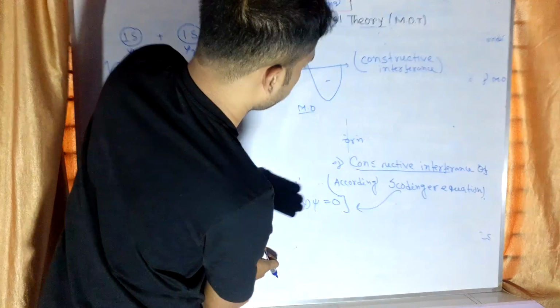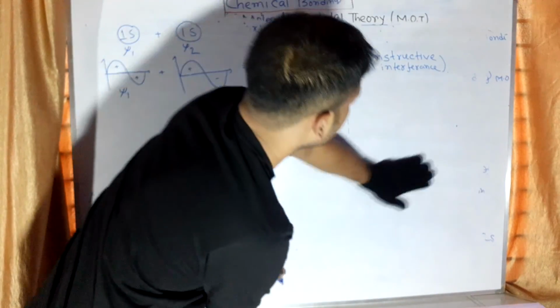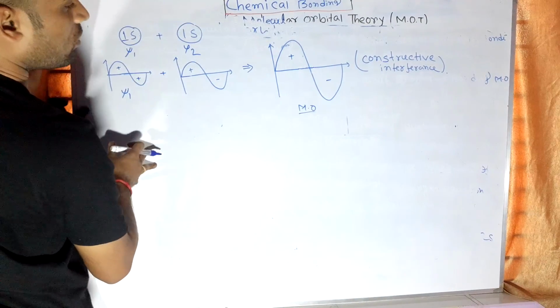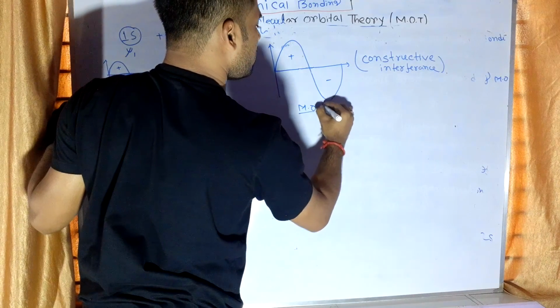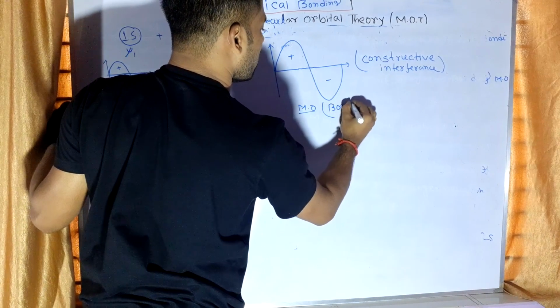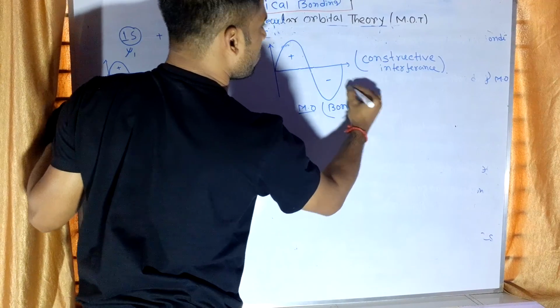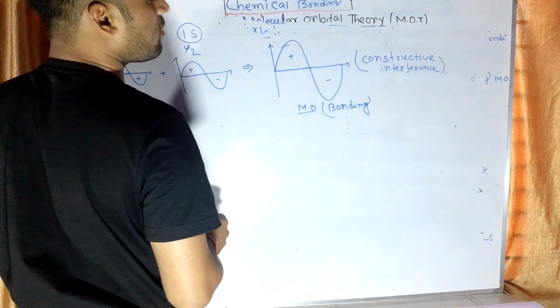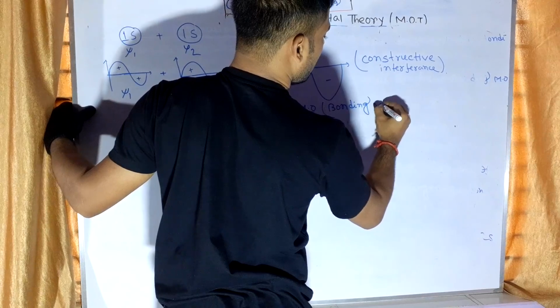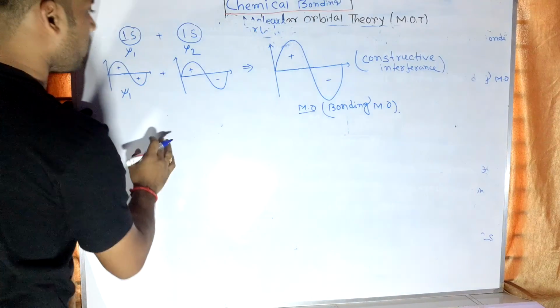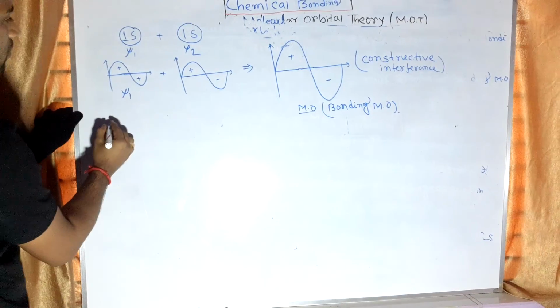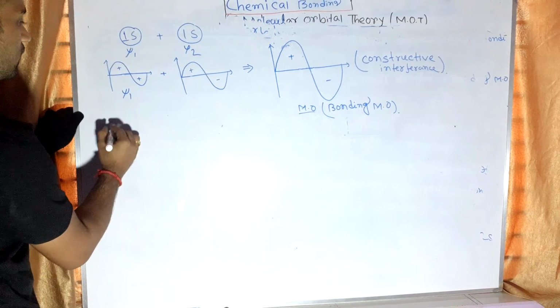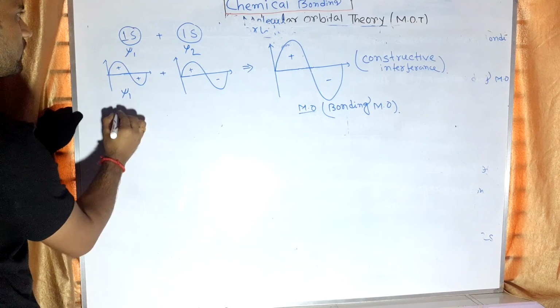Next, the molecular orbital formed is known as the bonding molecular orbital. Previously, you learned that constructive interference forms only the bonding molecular orbital. Then there is the formation of the antibonding molecular orbital. This is the destructive case.